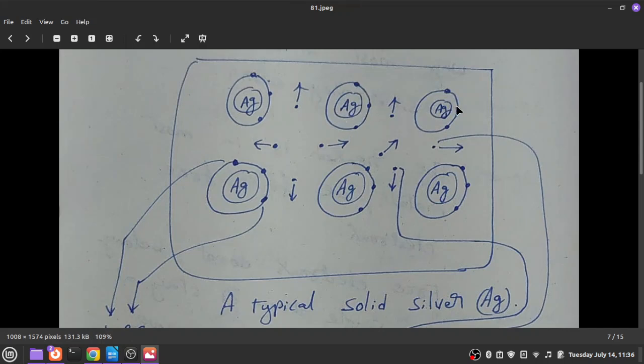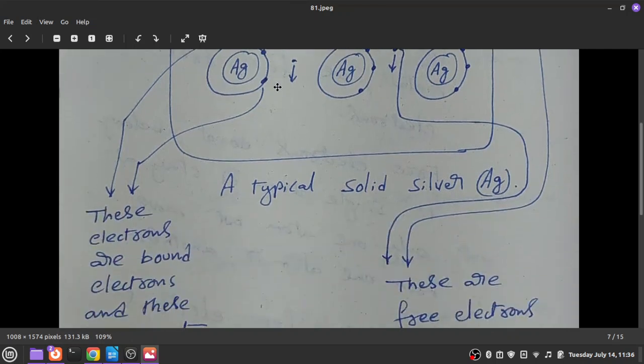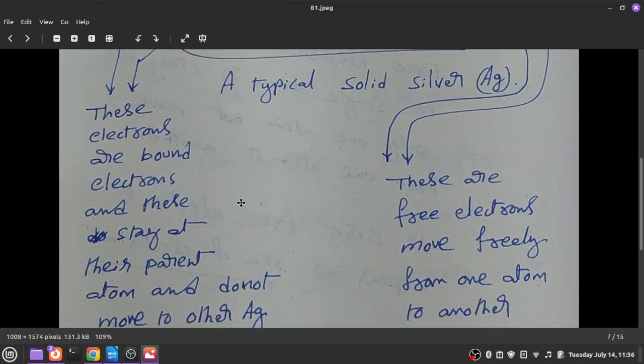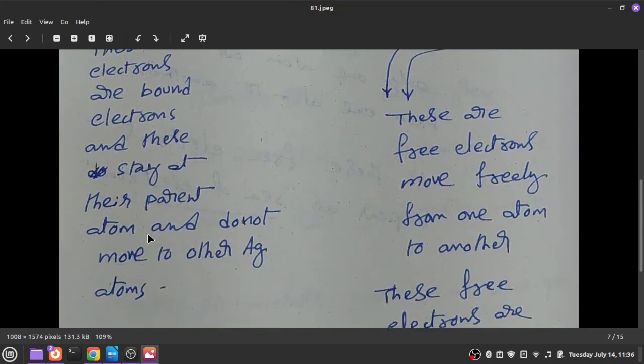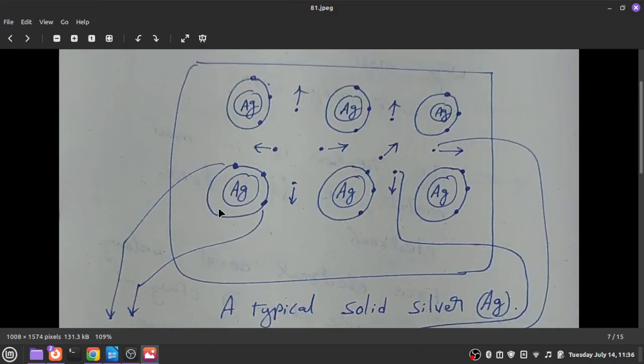Each atom has 3 electrons. These 3 electrons are called bound electrons, and they stay at their parent atom and do not move to other Ag atoms. These 3 electrons do not move to other silver atoms, but only stay at their parent atom. Similarly, these 3 electrons also remain at their parent atom. All these electrons are called bound electrons.